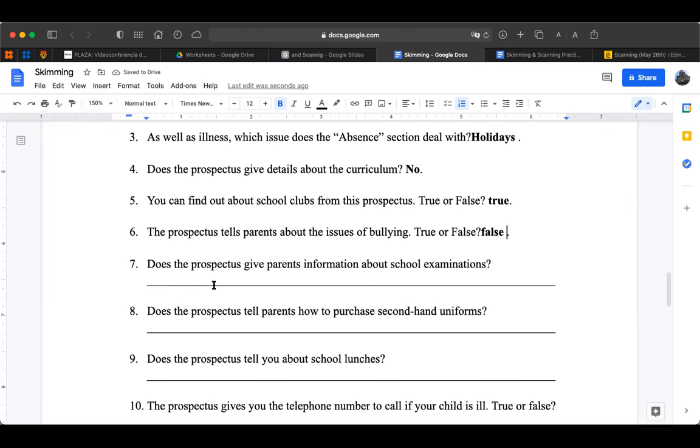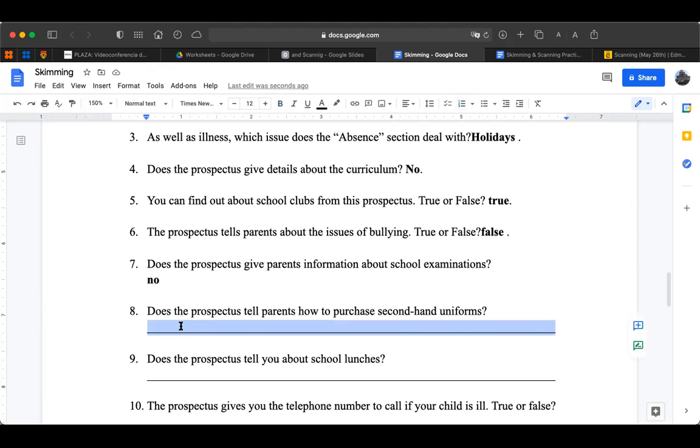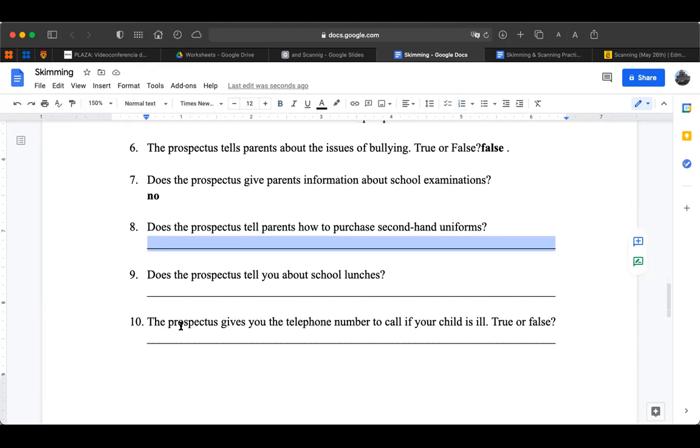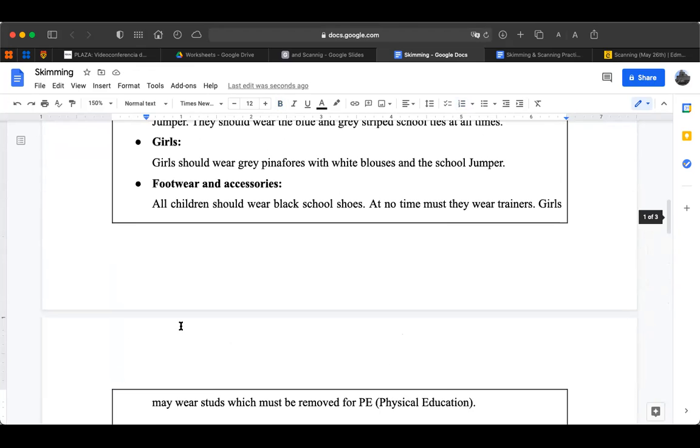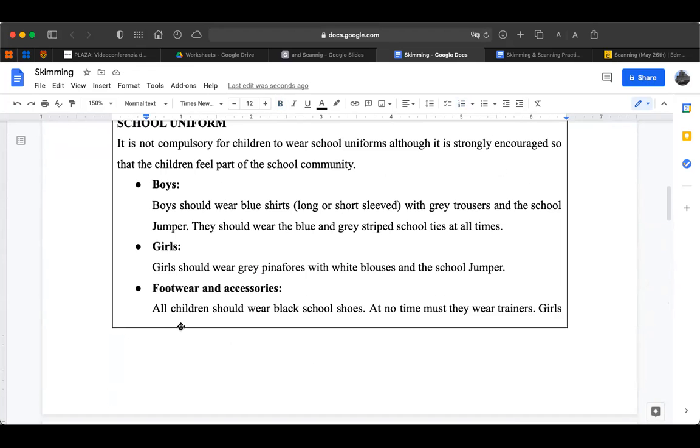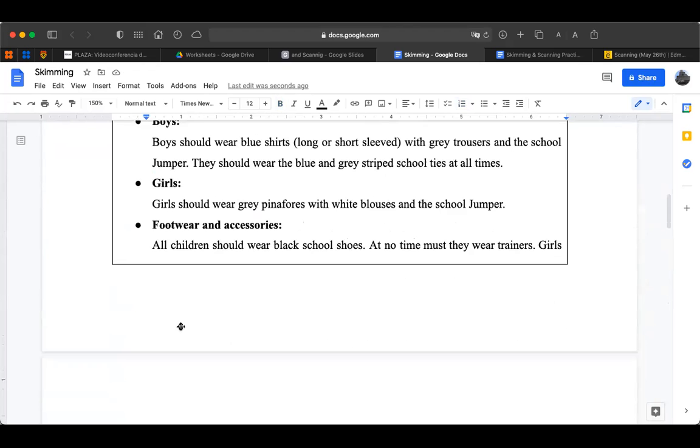Does the prospectus give parents information about school examinations? Yes or no? Okay, no. Does it tell parents how to purchase secondhand uniforms? Yes? Does everyone say? I don't think it tells you how to buy secondhand uniforms. It tells you about the uniform.